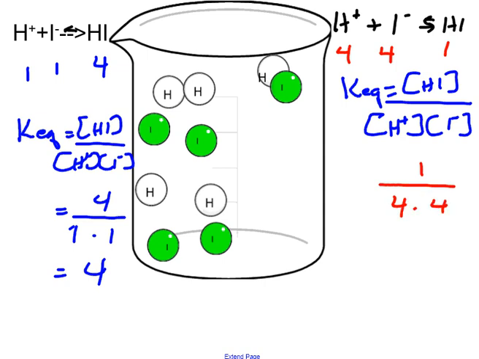1 over 4 times 4 is 1 over 16, is 0.0625. We have a Keq value being much less than 1. This tells us that the reactants are favored at equilibrium. That means when we hit equilibrium, we have more reactants than we have products.